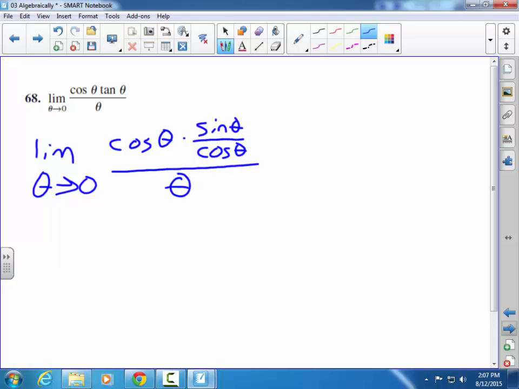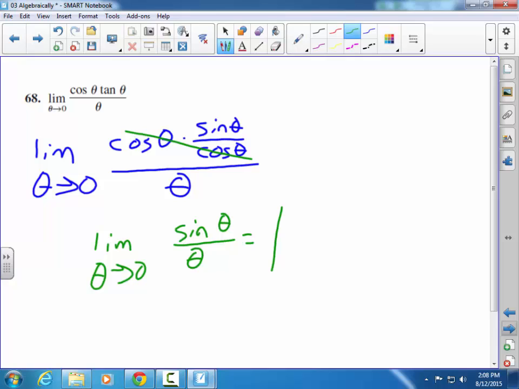All right. So in place of tan, we can make it sine over cosine, and then the cosines go away, and we are at the limit as theta approaches 0 of sine of theta over theta, which we know from about 15 minutes ago is the number 1. Boom. There we go. You've got to go back and use those trig identities there.